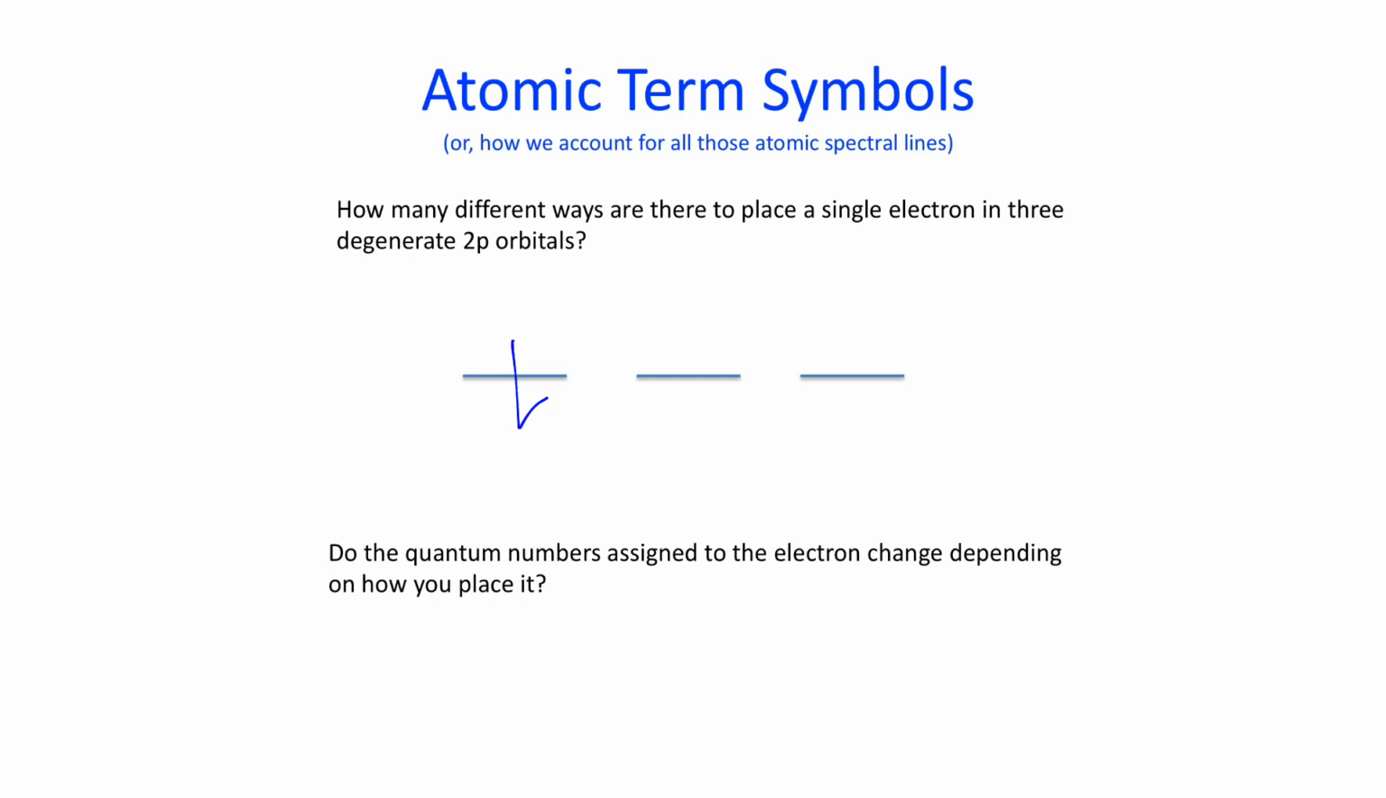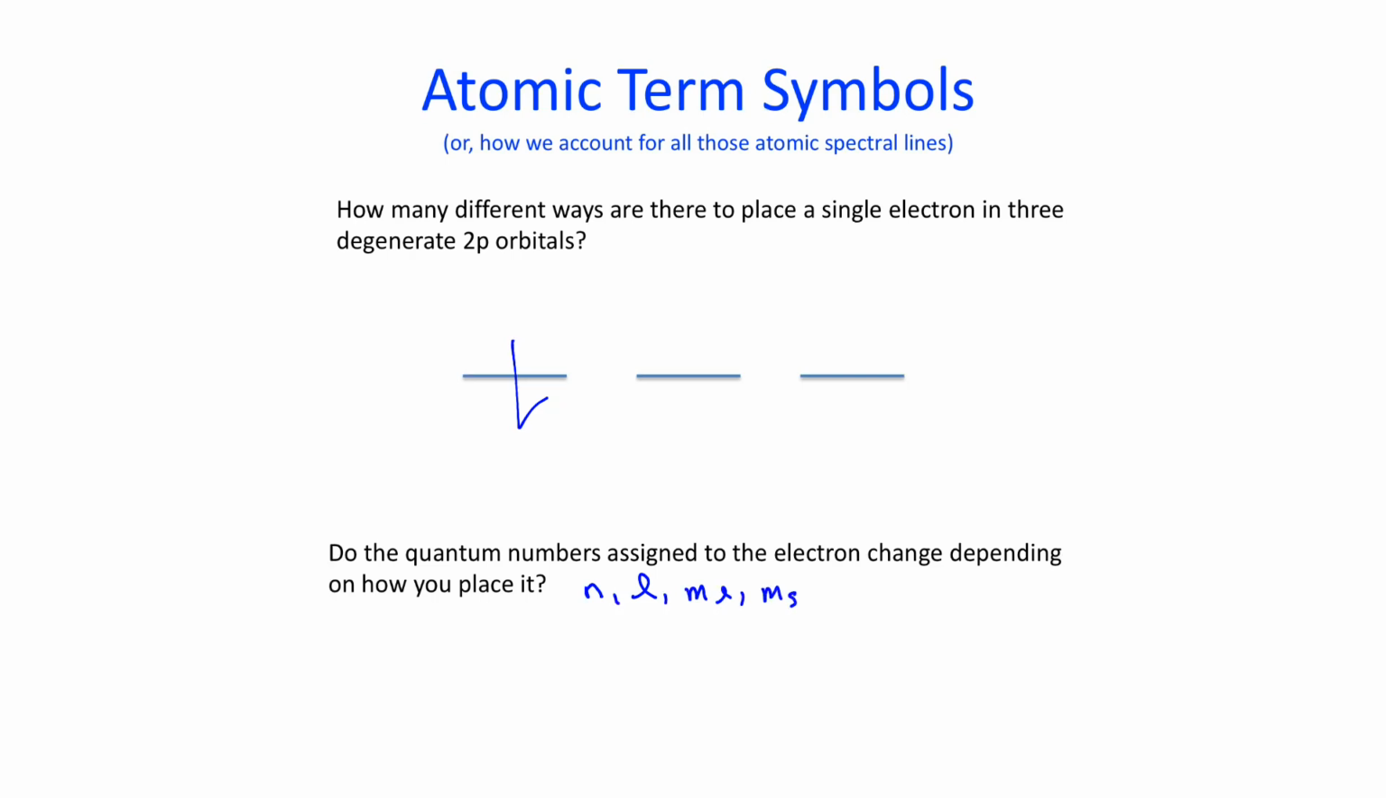All right, so my next question for you after that is to ask you, do the quantum numbers that we assign to that electron change depending on how you place it? So take a second and think about that. Okay. Hopefully you took a second to think about your answer, so let's walk through it. Well, first of all, let's remind ourselves what our quantum numbers are that we assign to an electron. So we have n, l, m sub l, and m sub s.